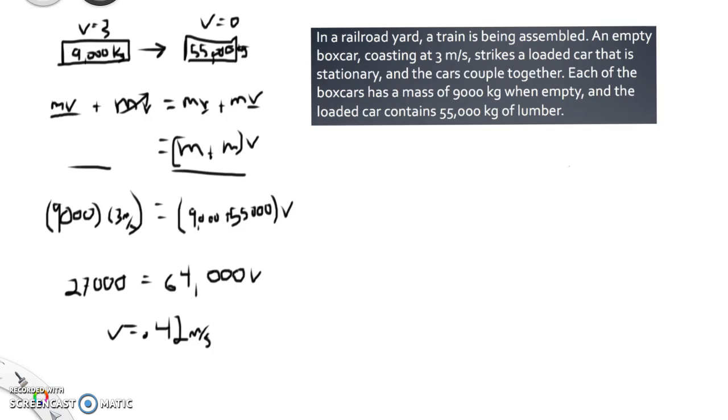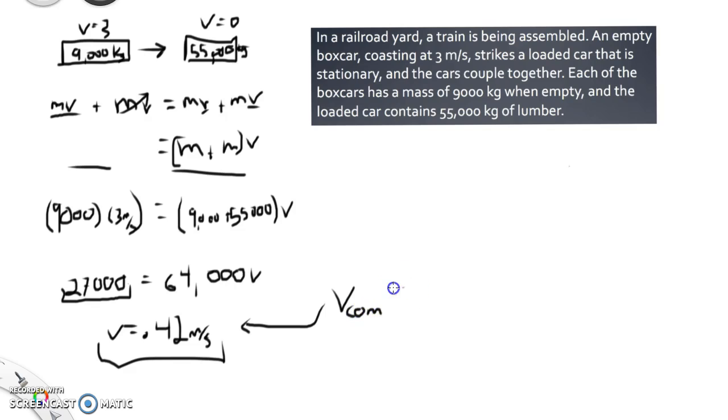Okay, so we punch in our numbers, we get a total momentum of our system of 27,000 kilogram meters per second. We'll divide that by those combined masses and get a velocity of 0.42 meters per second. Okay, and so this is how fast those trains are moving together. And actually for this example, this is also the velocity of the center of mass.